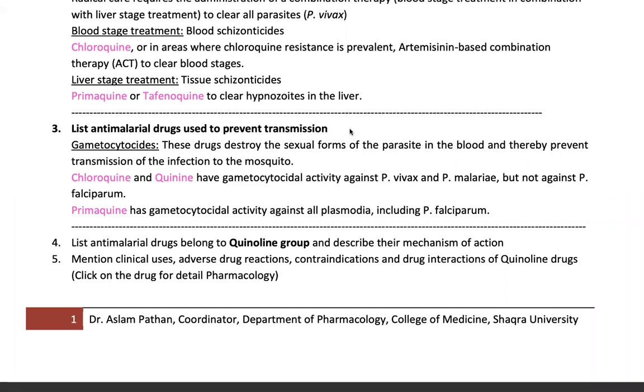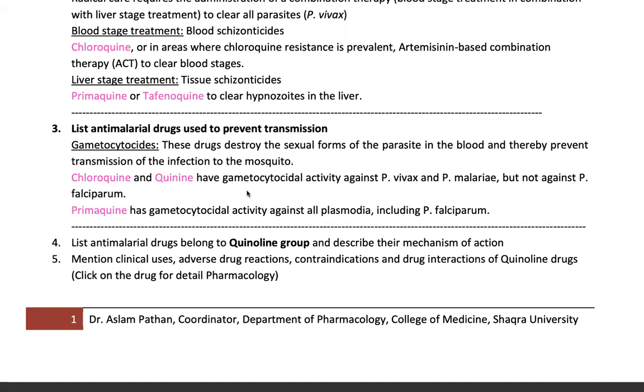Third objective: list anti-malarial drugs used to prevent transmission. Now here, please be clear on the terminology. Transmission is not from one person to another person. The transmission is within the protozoa, and this stage is called gametocytosis. These drugs destroy the sexual forms of the parasite in the blood and thereby prevent the transmission of infection to the mosquito.